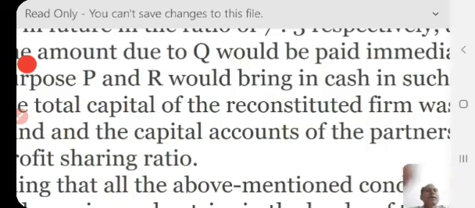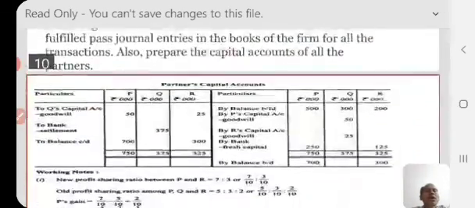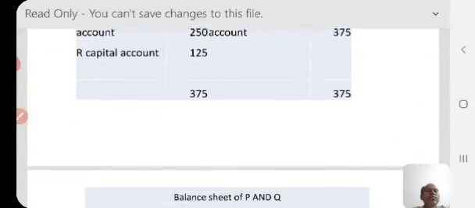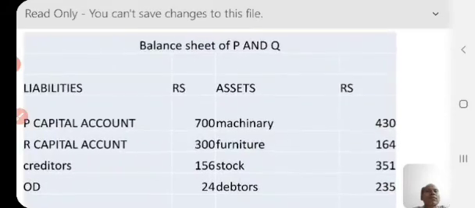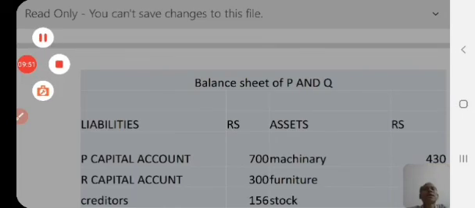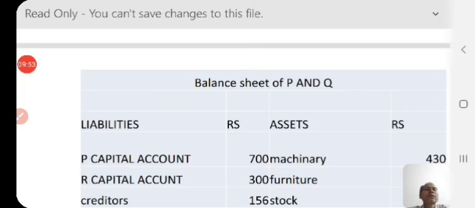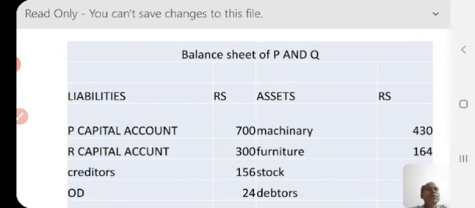So I think with this you have understood this problem: all the capital accounts, cash accounts, and the balance sheet. With this I conclude.